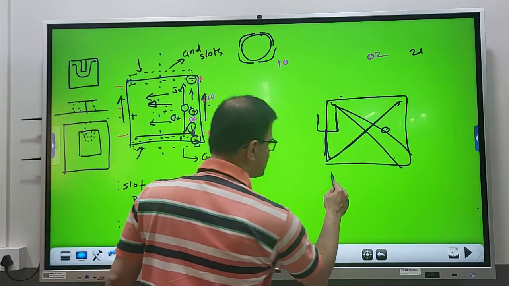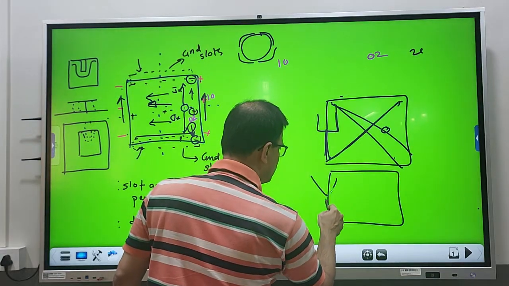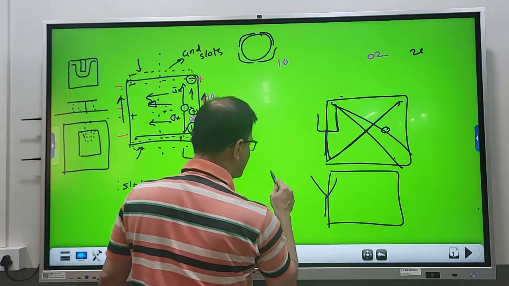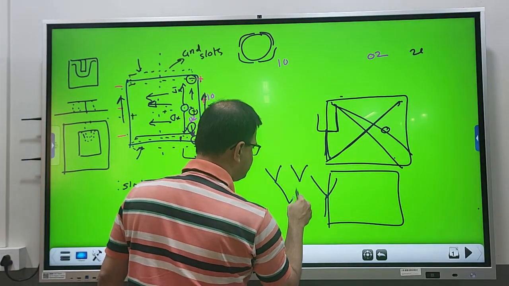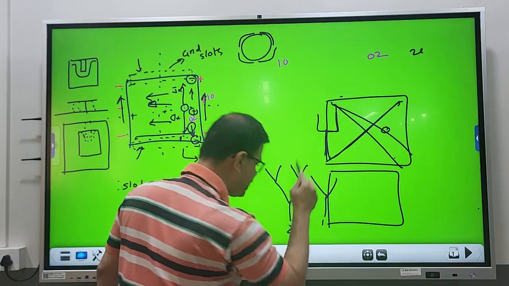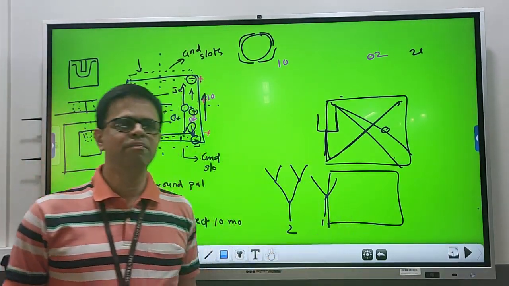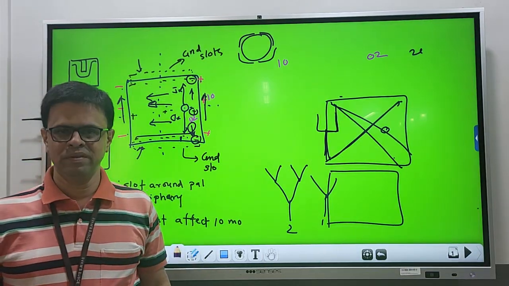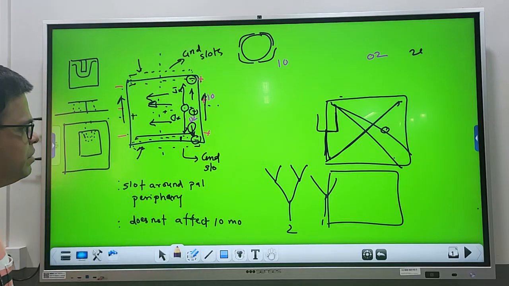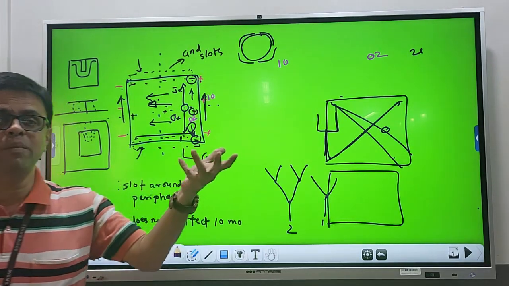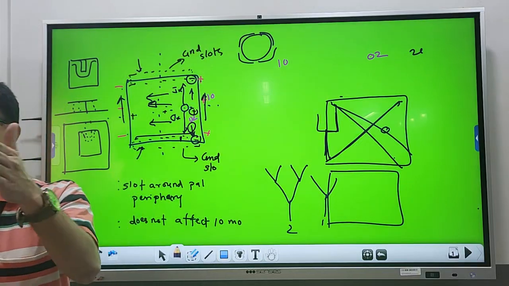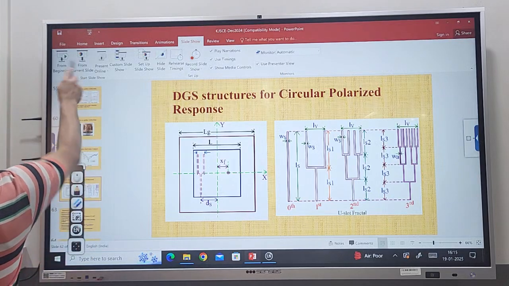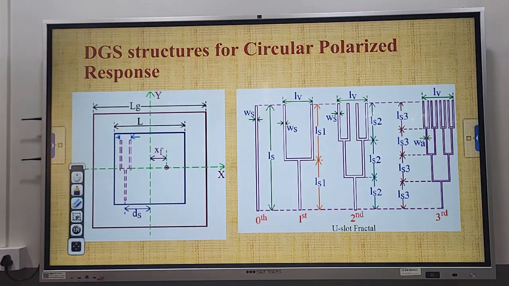Similar variations can be tried with respect to the Y shape or V-slot variations, because V-slot iterations can be thought of like this. This can be the first iteration, it can be the second iteration. So this can be put below the patch, and V-slot iterations for circular polarized response can also be tried out. This is a very important design aspect for realizing fractal shape geometries, defected fractal shape geometries, for circular polarized response. So this is about the fractal shape geometries.